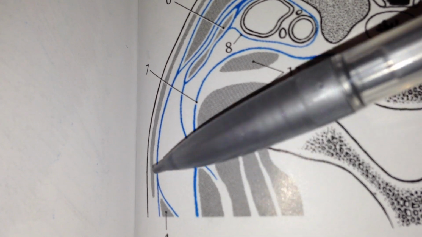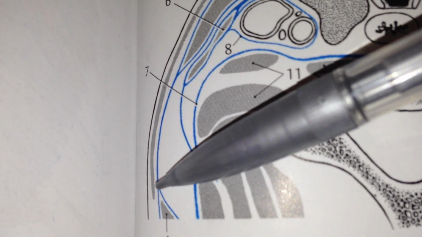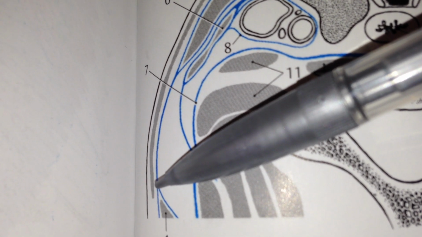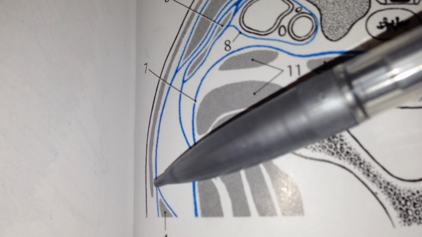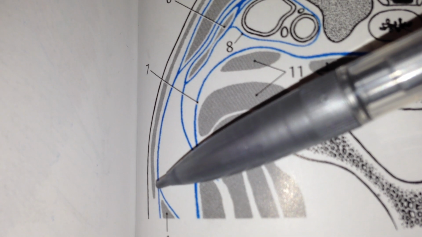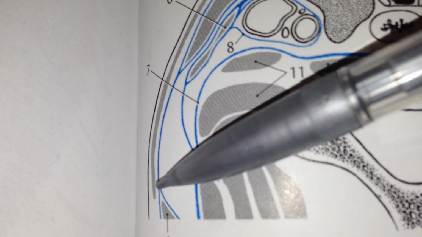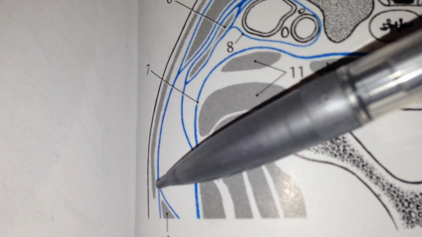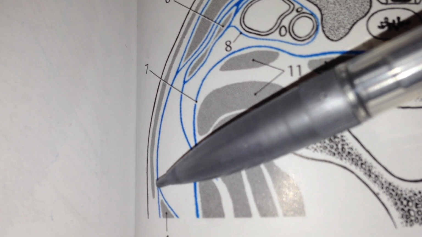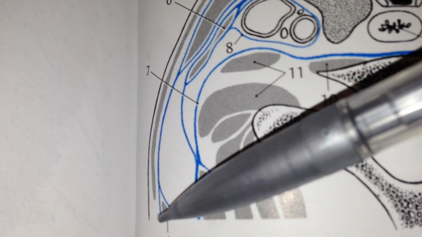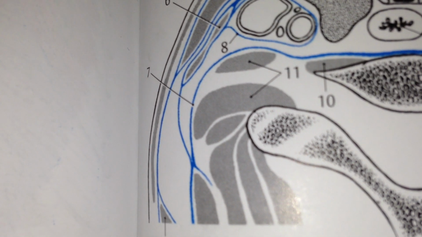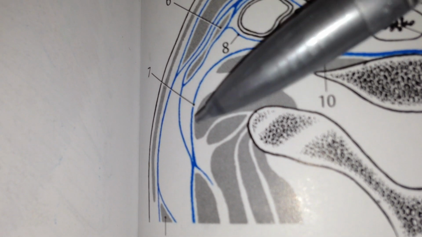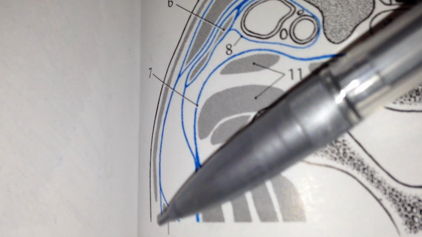the trapezius, three parts, will insert onto three insertions. You have the spinal part, which will be the spine of the scapula. You have your acromial part, which will be the acromial end of the clavicle. And you'll have your, the clavicular part will be the acromial end of the clavicle, and the acromial part will be the acromion of the scapula.